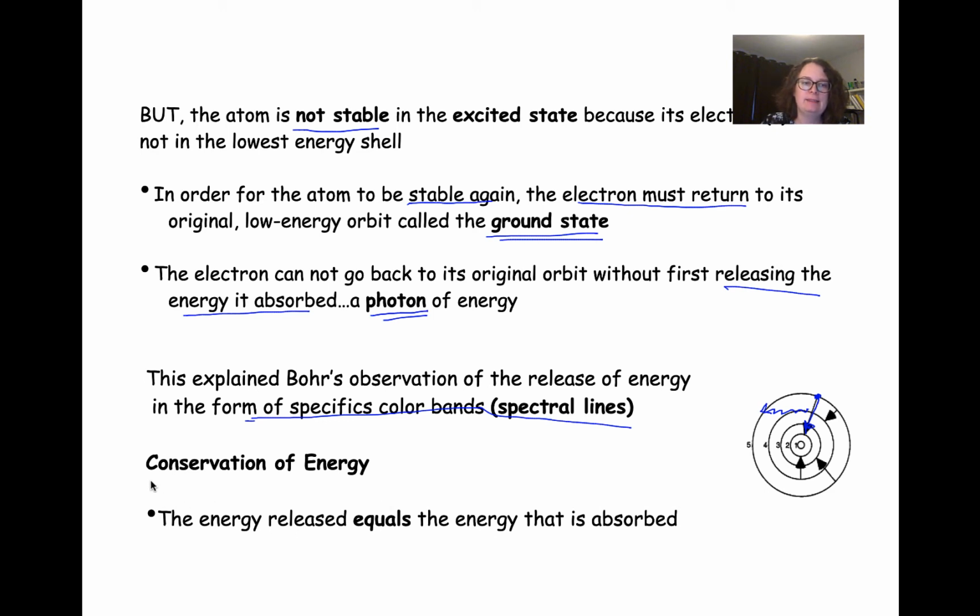And an important concept that's happening here is this conservation of energy, where the energy released equals the energy that was absorbed. So we absorb energy, our electrons move from one shell to another, and they're in the excited state, which is unstable. When they return to the ground state, they release that energy that they absorbed, and that can come in the form of light, which we see in spectral lines.